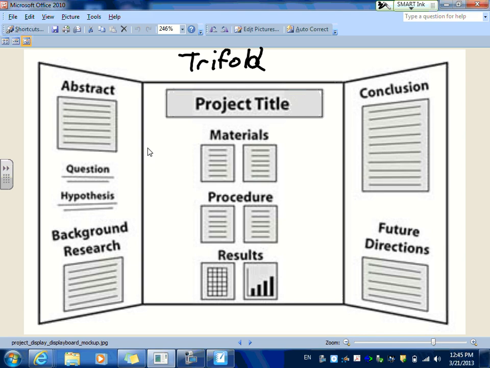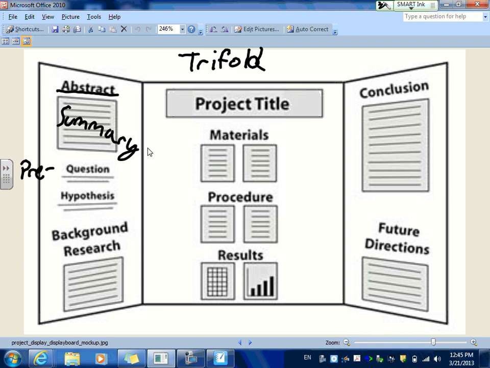So I'll start on the left side and go left to right on what each of these are. Generally, on the left side you're going to put all of your beginning work, like your abstract, which basically says what your research and your experiment is actually doing, and it summarizes the rest of the project. And then after that, you'll have your question, hypothesis, and background research. Those are all things that come before you actually experiment, and so it's important to put those on the left side of your board.